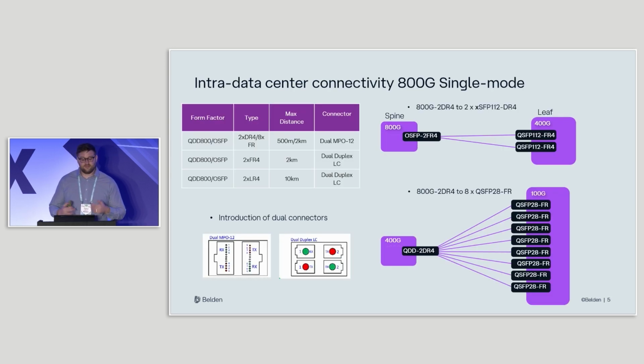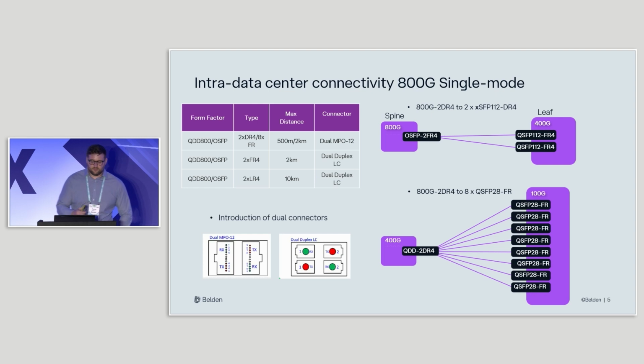And then the connectivity here, as I showed previously, was basically 4 times 100 breakout. But now you can do the 2 times 400 gig breakout. This is more in your spine and leaf, and a lot of GPU applications are using this 2 by 400 gig breakout.